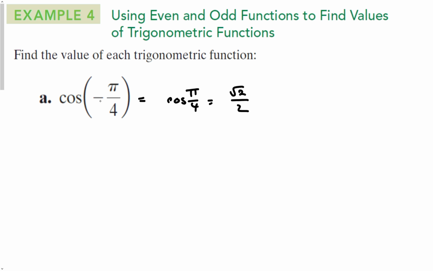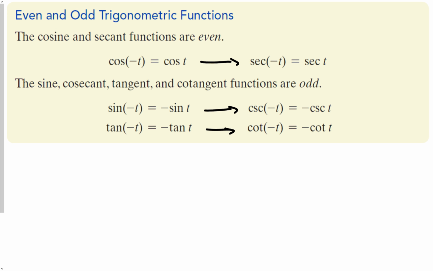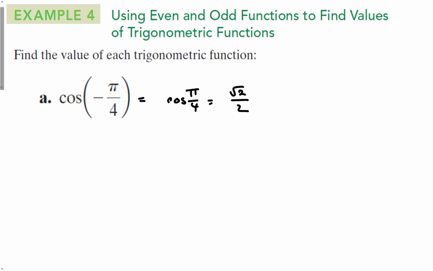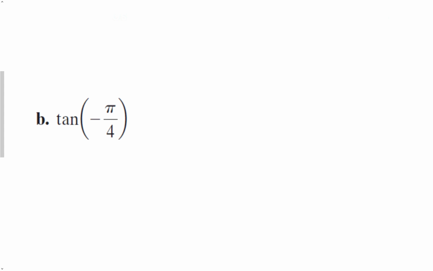Again, I was able to get rid of this negative because of this identity that says these two are the same. Okay? And then in the second one here, the tangent, I know that the tangent is odd. So I can calculate the tangent of positive pi over 4 and then just make the answer negative. So the tangent of positive pi over 4 is 1, which makes this negative 1.